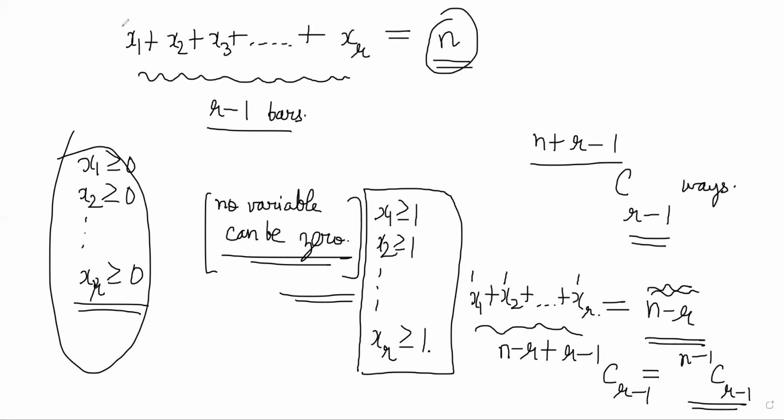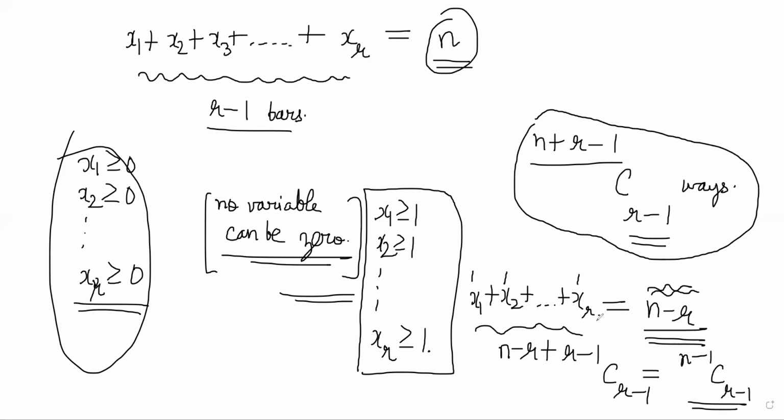If the variables can be 0, this is what comes as the answer. If the variables can't be 0, if it has to be something everyone should get, then you will get this. You already give 1, 1, 1, 1 to everyone, and then you're left with these many. So this is the general approach to solve these kinds of equations.